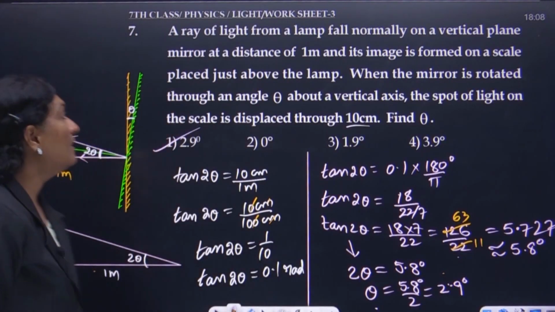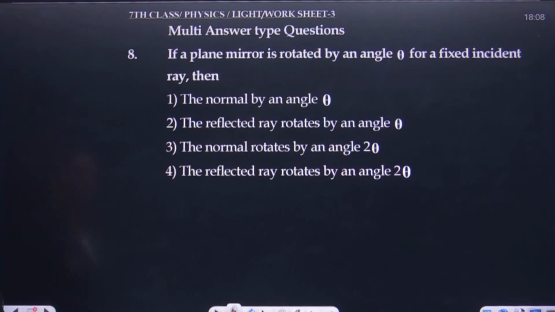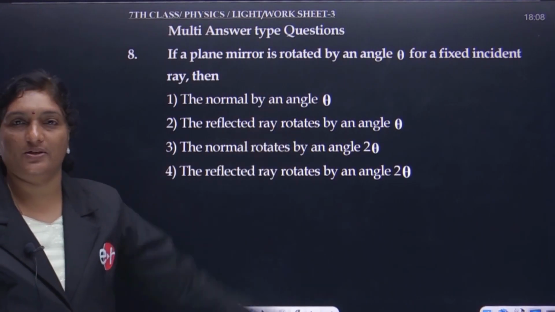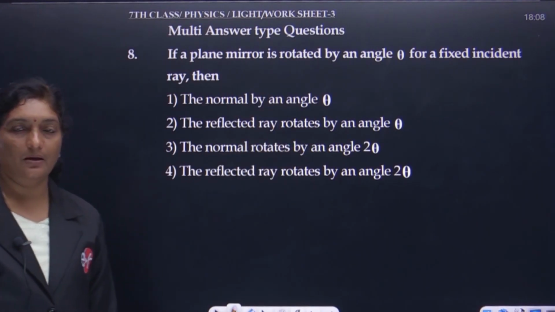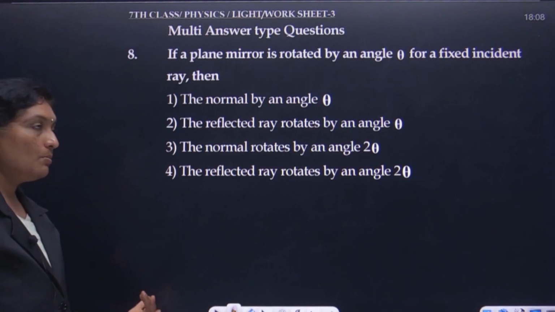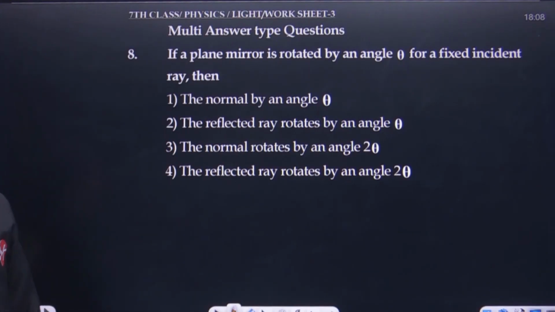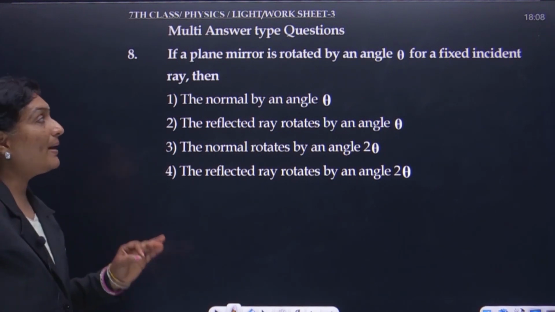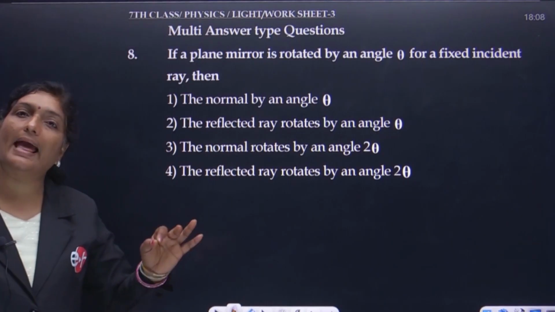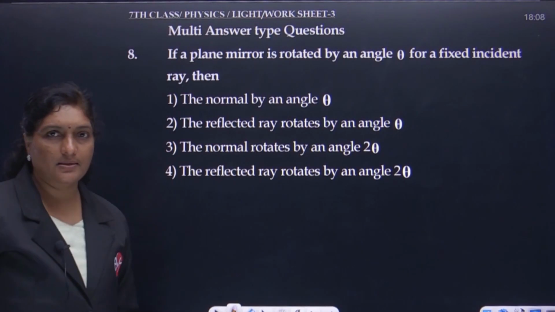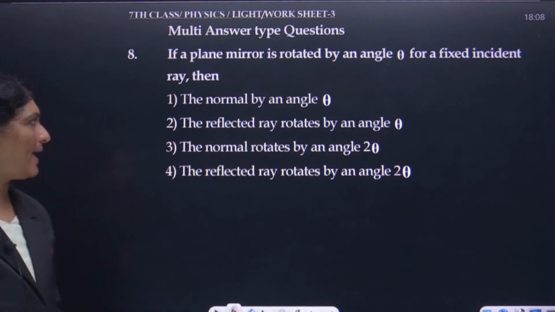Okay. Well, so moving ahead with the next question, children, that is question number 8, multi-answer type questions, multiple type questions. Okay. So more than one option is true. So let us look into the question carefully and then let us answer. The first question it was given is, if a plane mirror is rotated by an angle theta for a fixed incident ray. Of course, incident ray is fixed and the mirror is rotated by an angle theta.